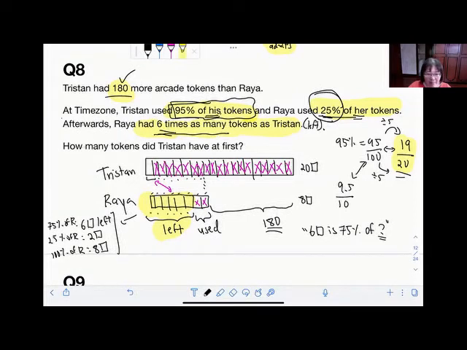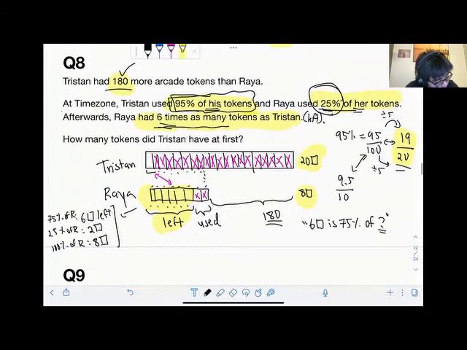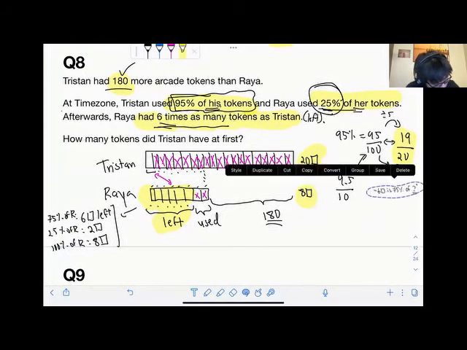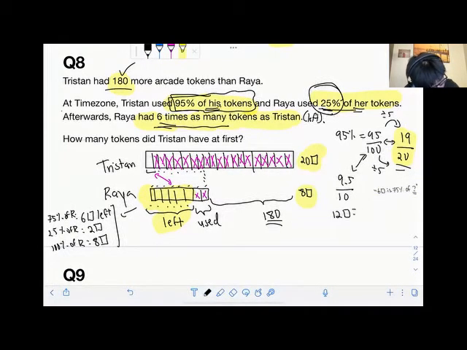12 boxes. Okay, tama. 12 boxes. The difference between 20 boxes and 8 boxes is 12 boxes. So, 12 boxes is 180. And so, one box is 15.